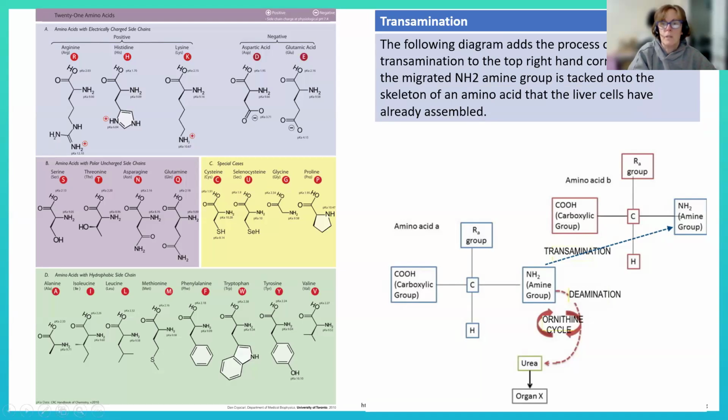In this diagram, you can see that it adds the amino acid to the top right-hand corner. And it's basically rebuilding amino acids.